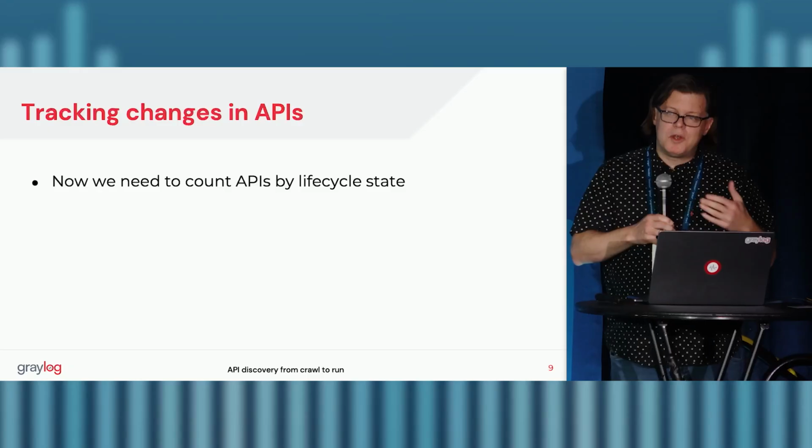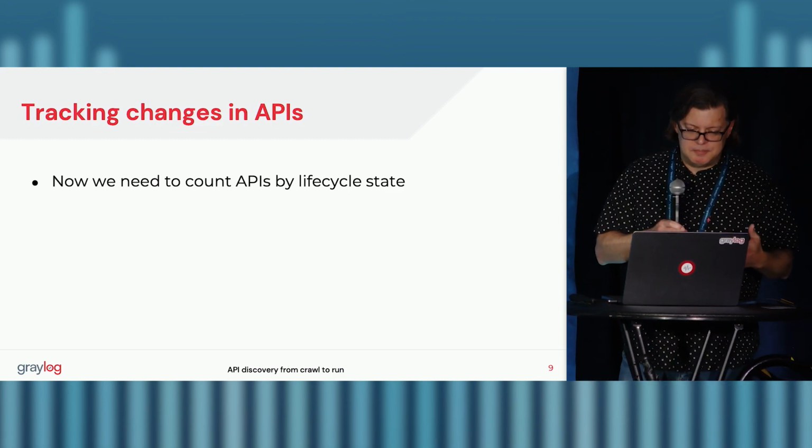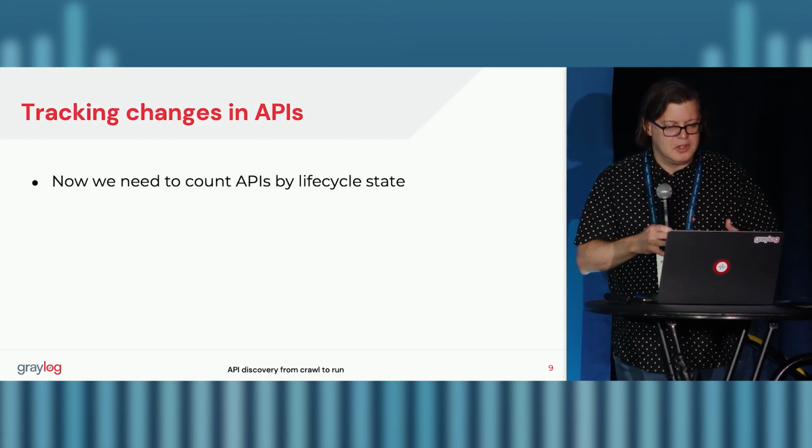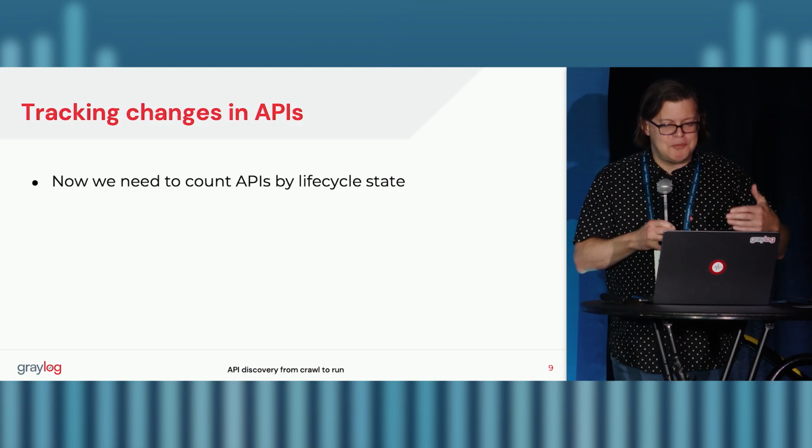All right, so now that we've figured out what we want to count and that we want to do that on a specification-based basis if we can, then the next challenge is talking about tracking changes. So now that we have that initial API inventory, now we need to figure out how it's going to be changing over time.